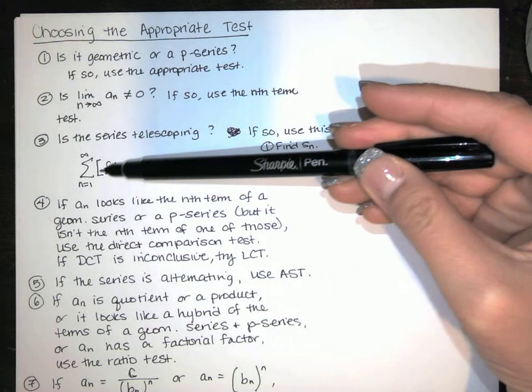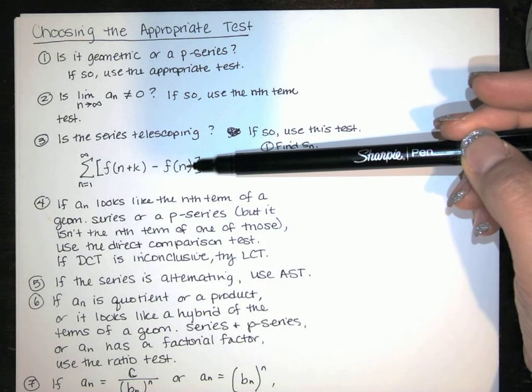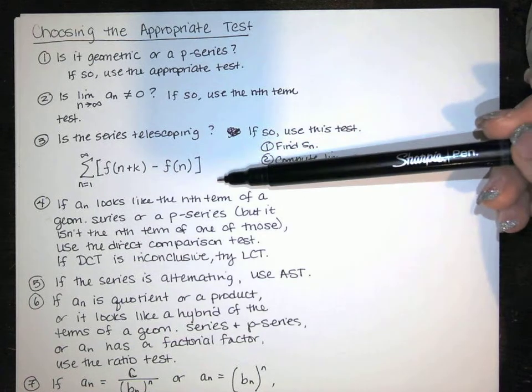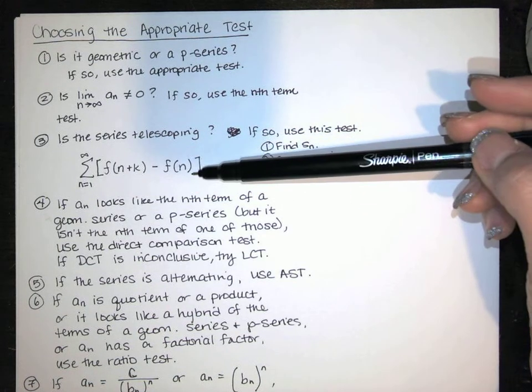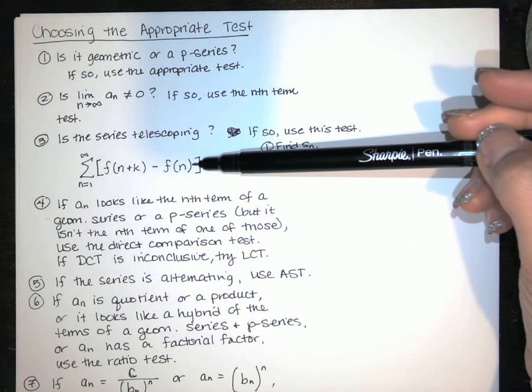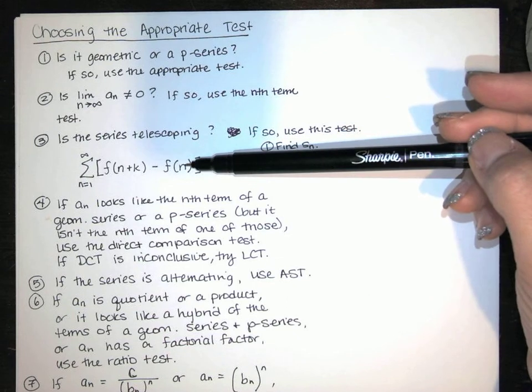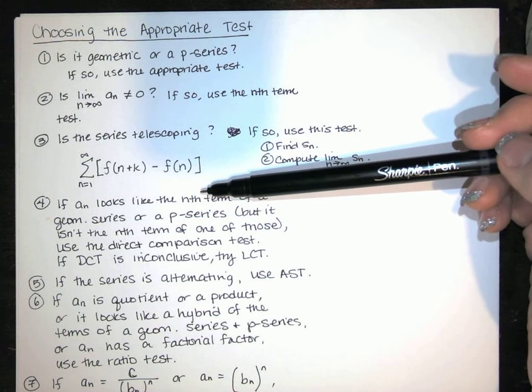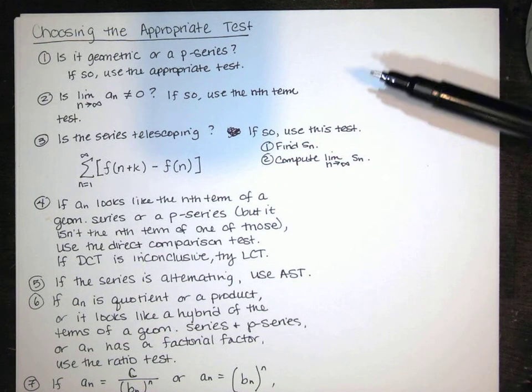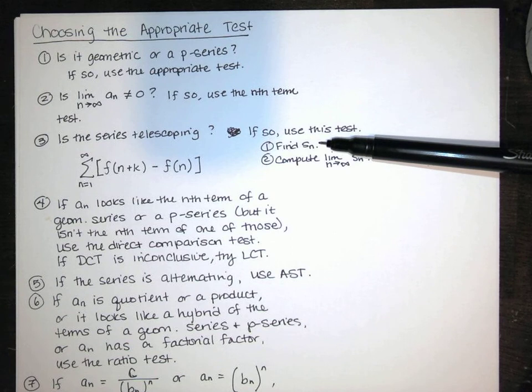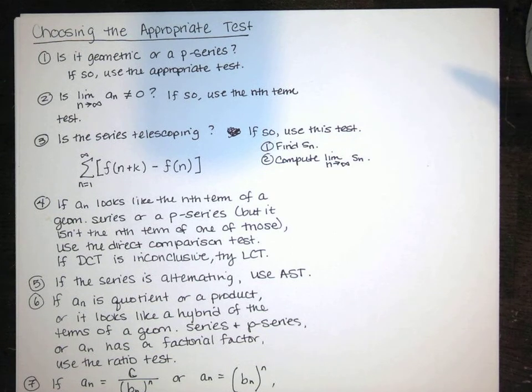Now sometimes you have an f of n minus f of n plus k. The order really doesn't matter. The key here is that you've got the same function evaluated at n and n plus k, and they have opposite signs. If that's true, the series is telescoping, so you'll find the formula for the nth partial sum and you'll compute its limit as n goes to infinity.